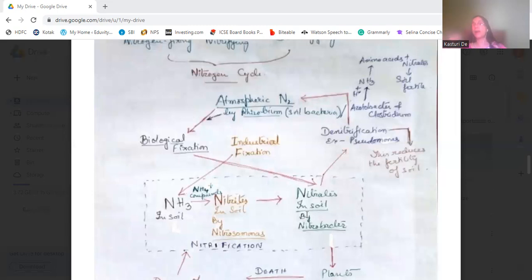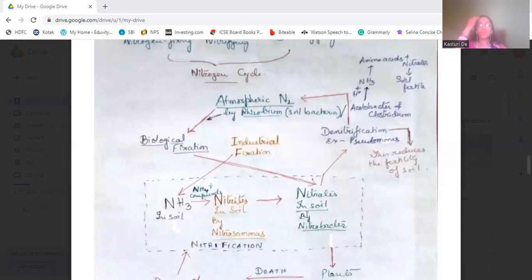Amino acids and nitrates make the soil fertile. So amino acids are converted to nitrates, and then it makes the soil fertile. Because the soil contains nitrates, it will be very useful for plant growth. This is done by azotobacter and clostridium. And rhizobium absorb nitrogen from the atmosphere and convert it to nitrates. This is known as biological fixation.